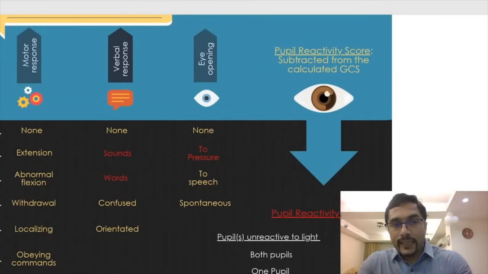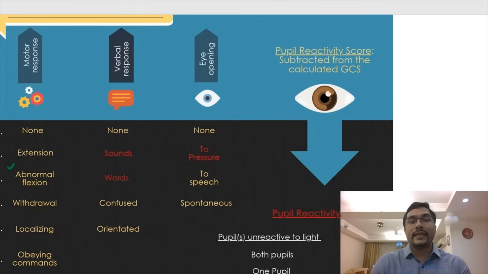So this is the GCS score. You need to memorize this. Motor response. M6 is obeying commands. M5 is localizing. M4 is withdrawal. M3 is abnormal flexion. Abnormal flexion is also known as decorticate rigidity. M2 is abnormal extension or decerebrate rigidity, and M1 is no movement.